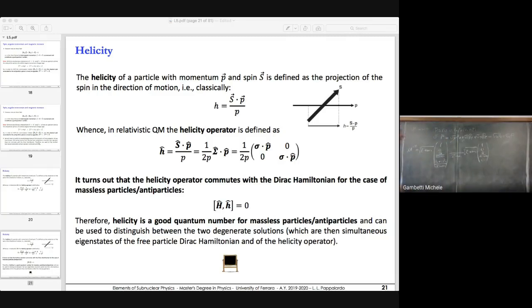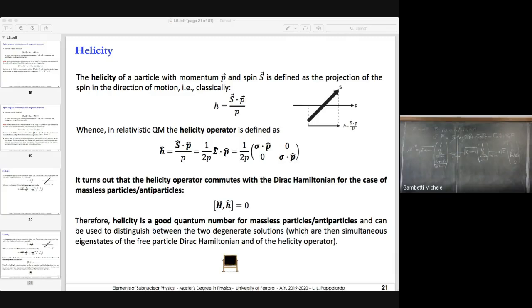And now we require also that the particle is massless. So M equal to 0, then the solution reduces to square root of E, and then 1, 0, Pz divided by the energy, and 0. So this is the form of our first positive energy particle solution when the momentum is along Z and when we neglect the mass of the particle.